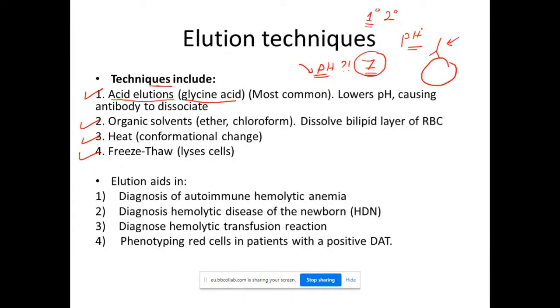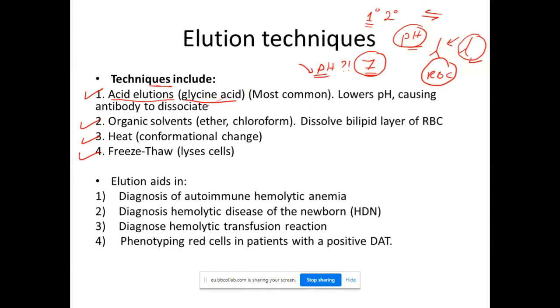However, if we change the pH, and we know it is a reversible step, the antibody can bind but can also dissociate from the antigen. So if we change the pH, the antibody will dissociate from the antigen, and that's what we are looking for. We said it's commercially available. It keeps the integrity of the RBC, so it does not destroy the RBC or the antibody. So it's quite a good technique if you want to reuse the cells, you can reuse them.